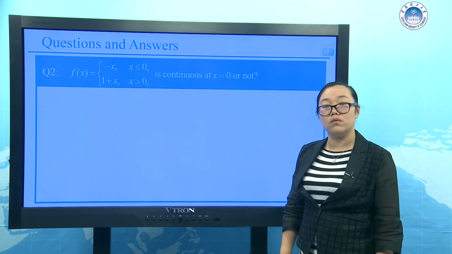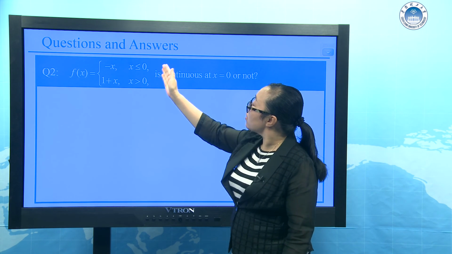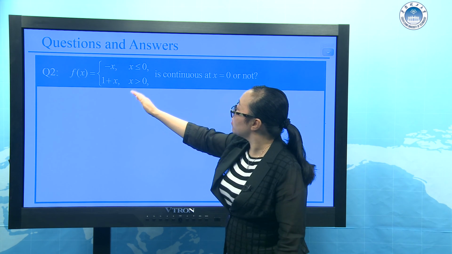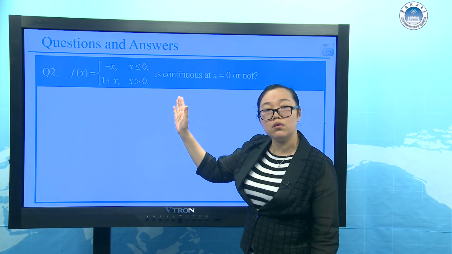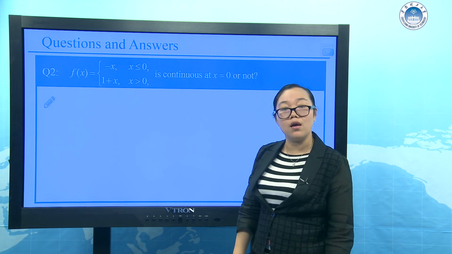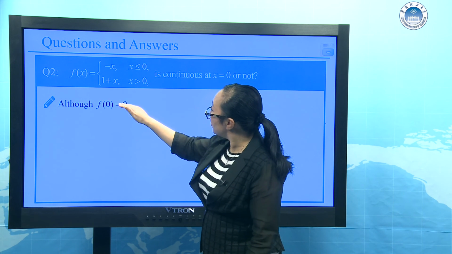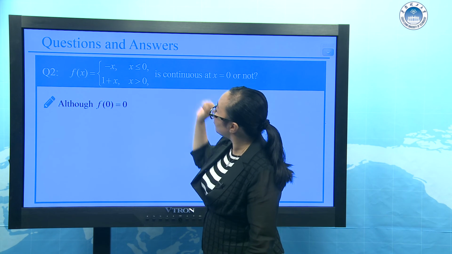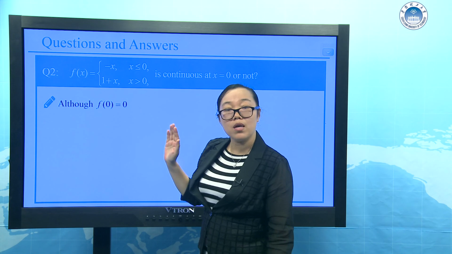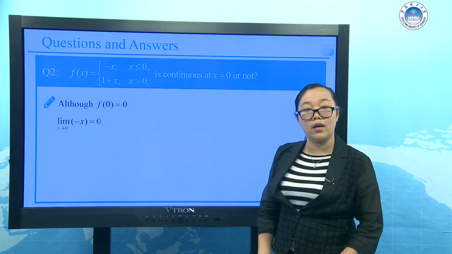Now look at question 2. f(x) equals minus x for x less than or equal to 0, and f(x) equals 1 plus x for x greater than 0. Is it continuous or not at the given point 0? The idea is similar to question 1. From this, we know f(0) equals -0, and -0 means 0. So f(0) is 0, and f(x) is defined at the given point.